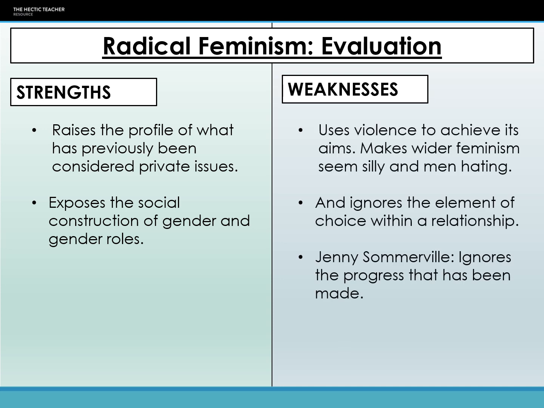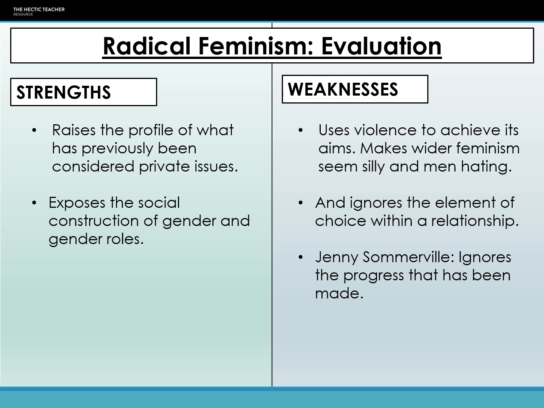But radical feminists do use violence to achieve their aims, giving all feminists a bad name, because it's the system of violence and violent action that makes people believe that feminism is the feminazis, the man-hating, bra-burning group.